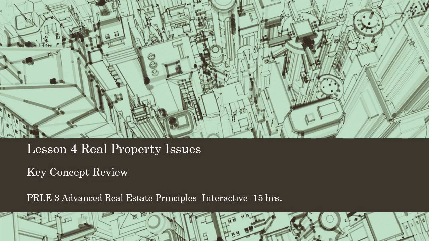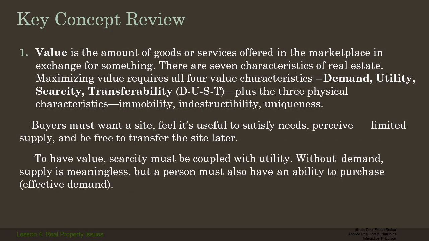Let's go ahead and review some of the key concepts in Lesson 4, Real Property Issues. In our key concept review, you'll remember we began the discussion in Lesson 4. We talked about the four value characteristics of demand, utility, scarcity, and transferability. But then we also talked a little bit about the physical characteristics of real estate called immobility, indestructibility, and uniqueness.